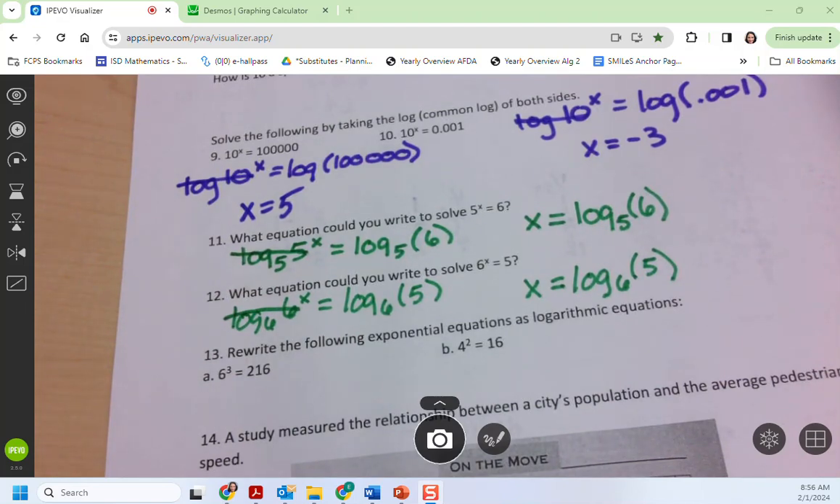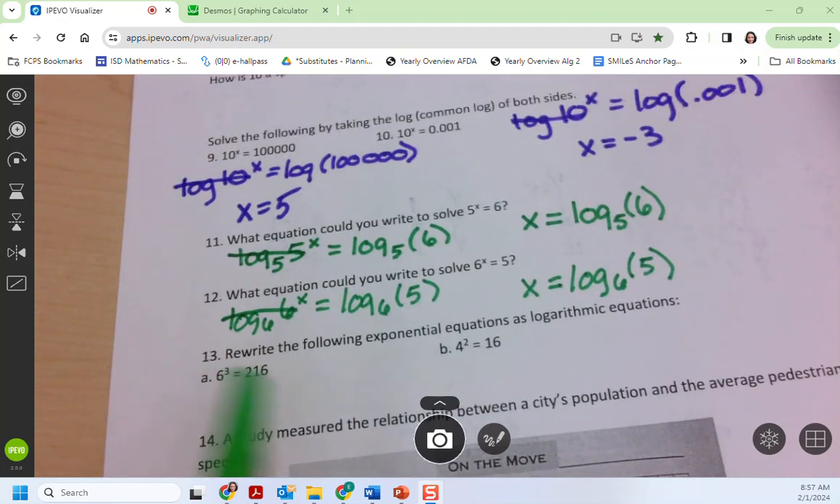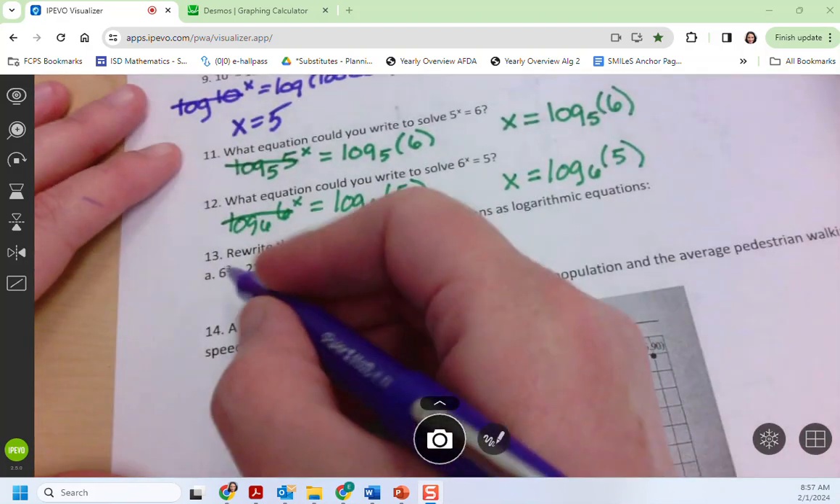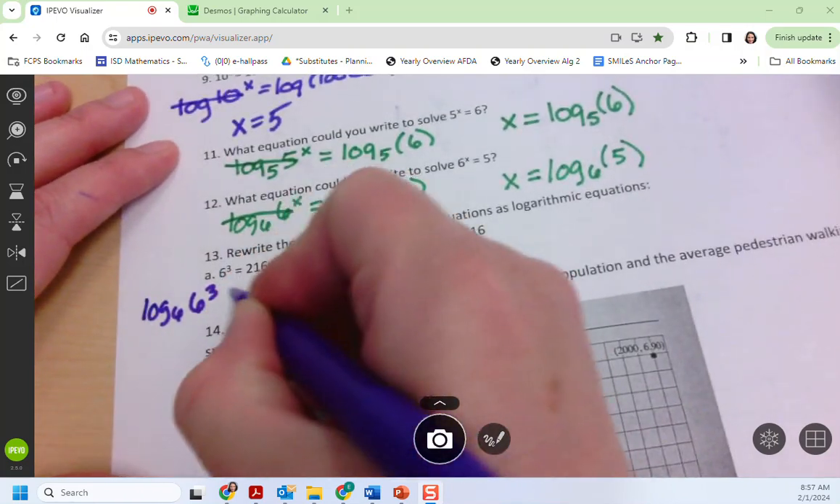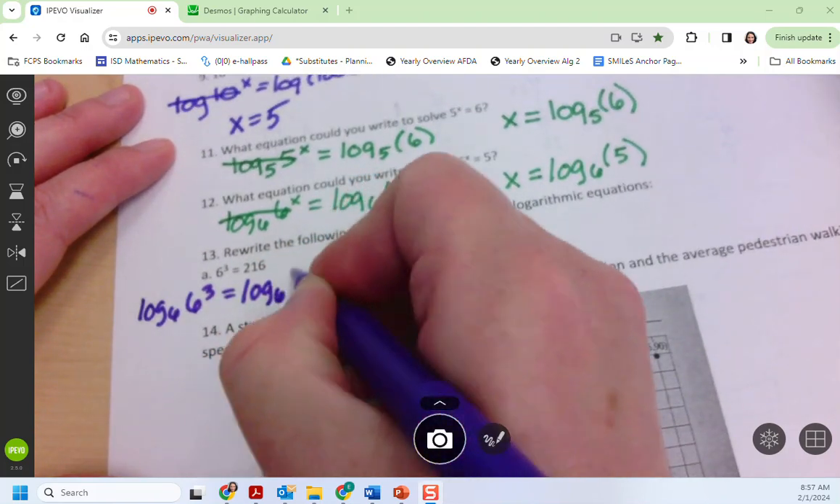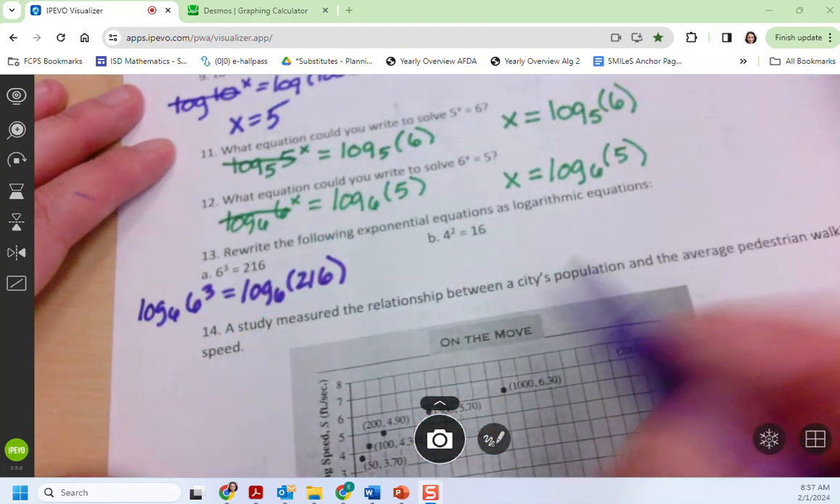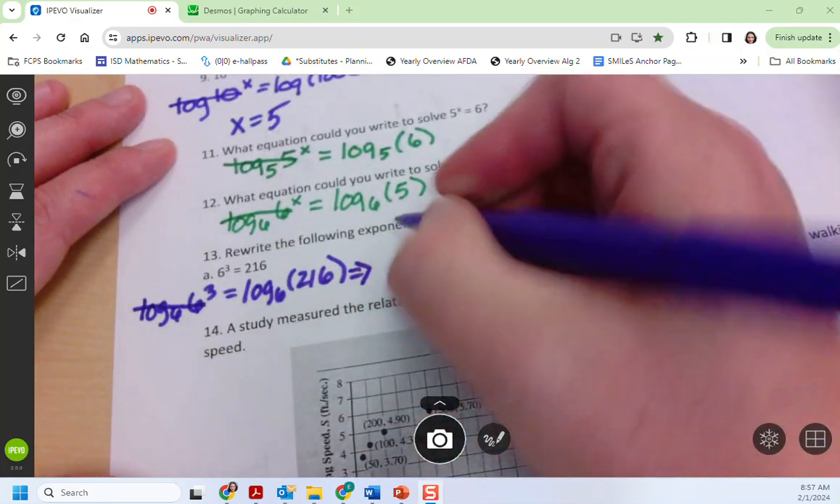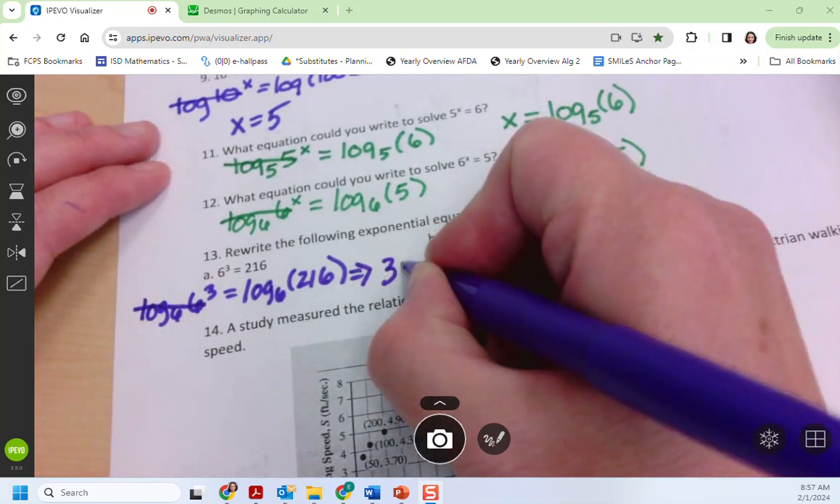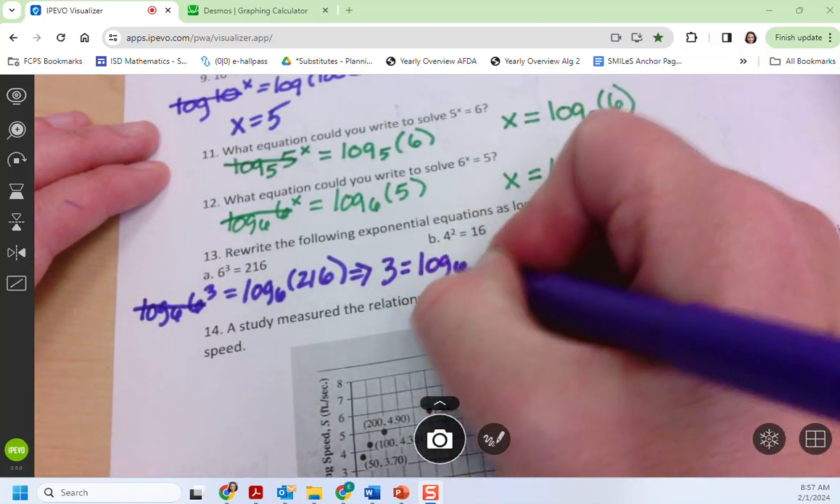Okay, in 13, we're going to do the same thing we just did, but we don't have an x, and that's okay. Like I already know 6 to the 3 is 216. To rewrite that as a logarithm, I'm going to do the same steps. So I'm going to do log base 6 for this one. Log base 6, 6 to the 3 equals log base 6, 216. My log base 6's will cancel out, and so this one becomes 3 equals log base 6, 216.